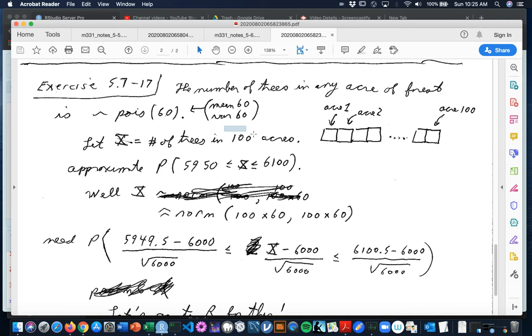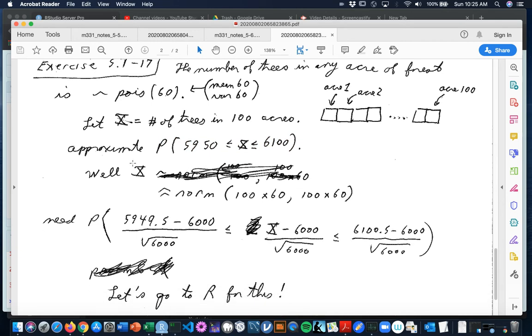Well, 100 is a big sample size, so maybe we could use the Central Limit Theorem to estimate probabilities for X. Like, what if we wanted the chance that the total trees is between 5950 and 6100? Well, if we use the Central Limit Theorem, then we say that this sum of 100 samples is about normal, with mean equal to 100 times the mean of the underlying distribution and variance equal to 100 times the variance of the underlying distribution.